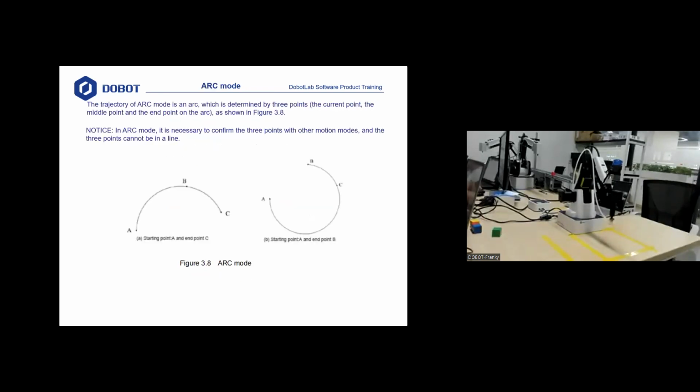The third motion mode is the arc mode. The trajectory of arc mode is an arc, which is determined by 3 points: the current point, the middle point, and the end point on the arc, shown here. Notice that in arc mode, it is necessary to combine the 3 points with other motion modes like Move J or Move L, and the 3 points cannot be in a line.